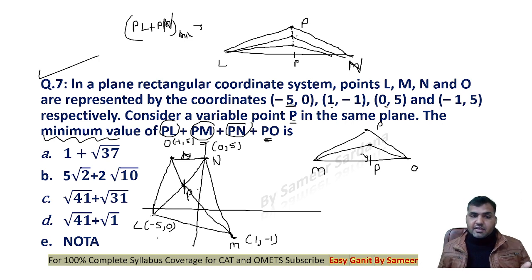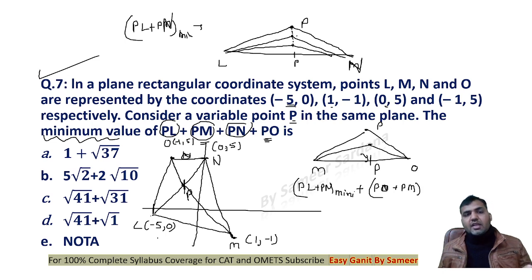That means P should be the point of intersection of these two lines, right? In this case, the length of PL plus PN will get minimized, and PO plus PM should also get minimized. So the summation of all these values gets minimized when P is the point of intersection of these two diagonals, right? Now you see that the length of PL plus PN you can easily find by applying the distance formula. So PL plus PN, guys, will be minus 5 minus 0, 5 square, right?